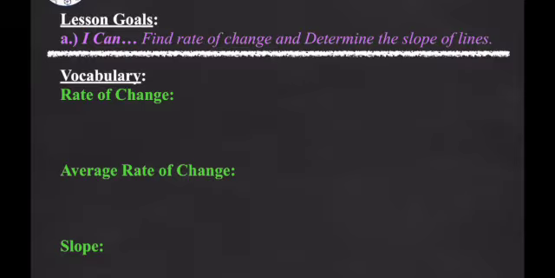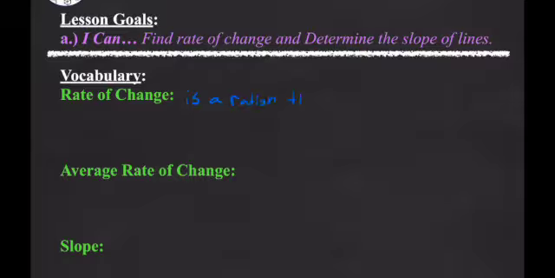We have the rate of change, we have something called the average rate of change, and we have something called slope. Okay, so rate of change. What is rate of change? The rate of change is a ratio.